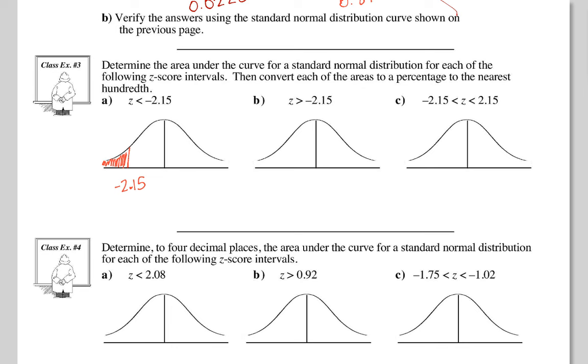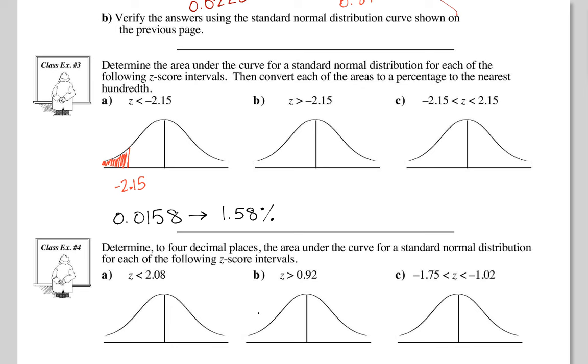Find negative 2.1 and then find the column with the 5. The area is 0.0158. Can everyone find that one? Now convert this to percentage. 1.58%. Yeah, for percent. Percent is out of 100. 100 is 2 factors of 10, 2 decimal moves.